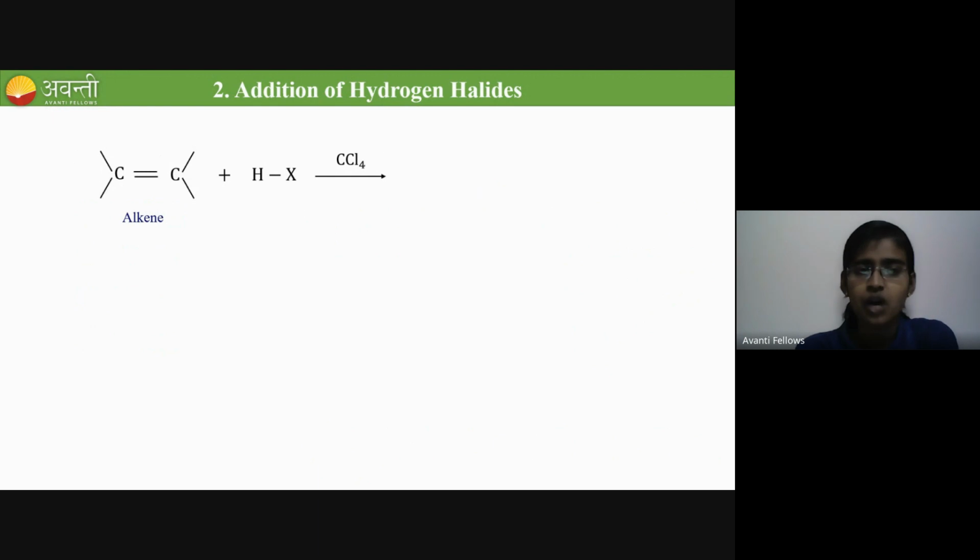Now how to add this HX? The same way you did with the halogen. We added the halogen by breaking the pi bond and adding those 2 halogens. You do it in the same way. Here also, break this pi bond, add the hydrogen here and halogen here. So you will end up with this kind of product.